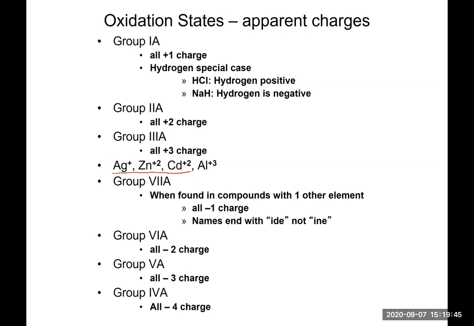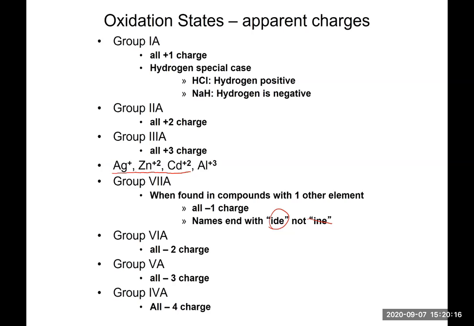Then group 7A have a -1 oxidation state. When we start naming compounds, you're going to see that the suffix of those species in group 7A changes to -ide rather than -ine. Group 6A all have -2 oxidation states. Group 5A all have -3 oxidation states. And group 4A all have -4 oxidation states.